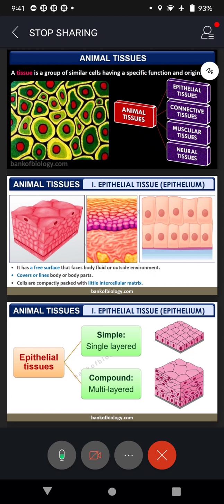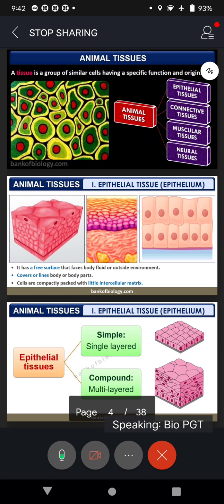Parallel to this, I told you, if you recollect, in case of plants it is epidermal tissue. In animals, we use the word epithelial tissue. Second one is connective tissue. As the name suggests, it connects one part with another part.